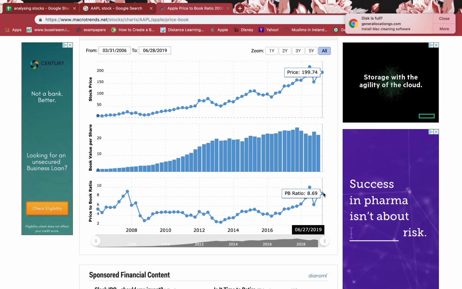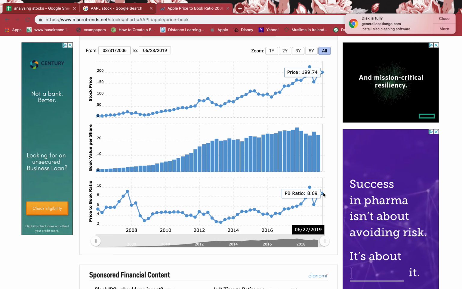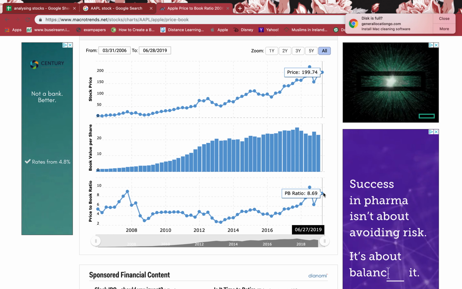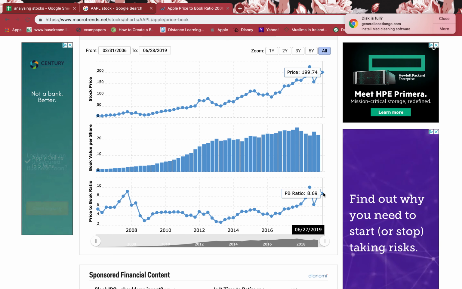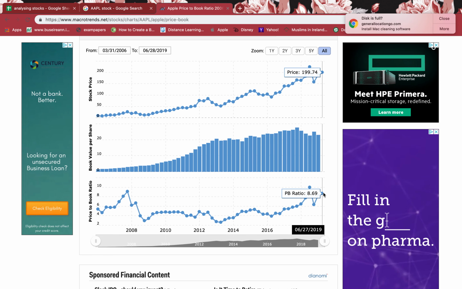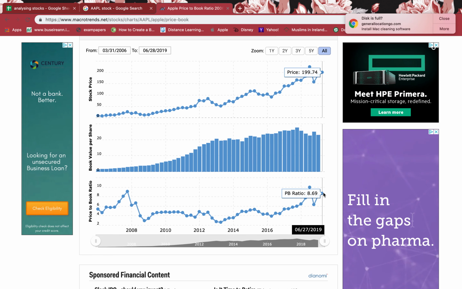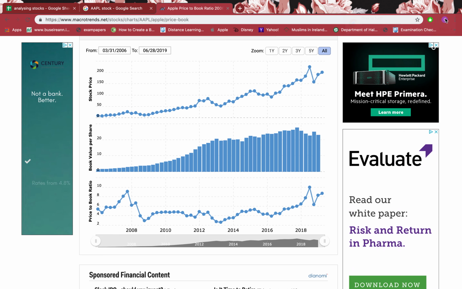So it means that somebody who buys Apple stock right now on 27th of June will be paying 8.69 times more than what the stock is really worth. So this stock is very expensive. It's 8.69 times more expensive than it should be. So it is more expensive than the book value, what the real price should be.